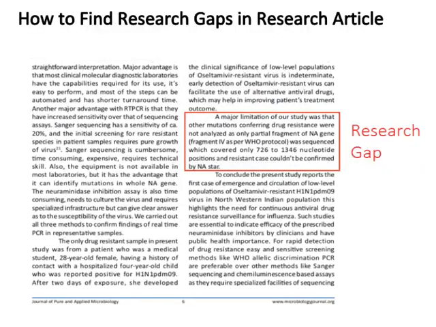How to find research gaps in a research article. Here you can see the research gap which is bordered with red color, in which the authors of the article stated that a major limitation of our study was that other mutations conferring drug resistance were not analyzed, as only a partial fragment of the NA gene fragment IV as per WHO protocol was sequenced, which covered only 726 and 1346 nucleotide positions, and resistant case could not be confirmed by NA-Star.